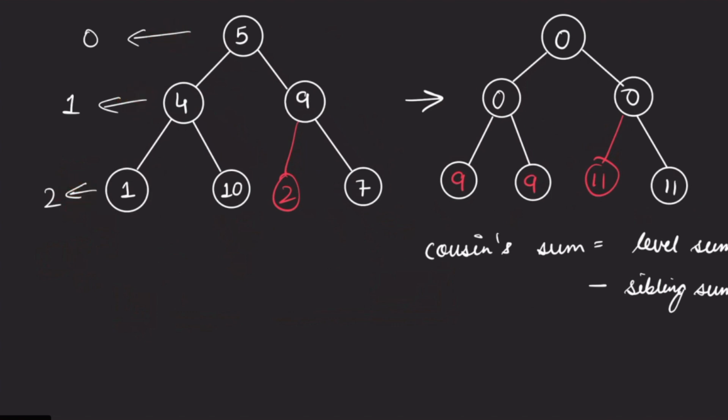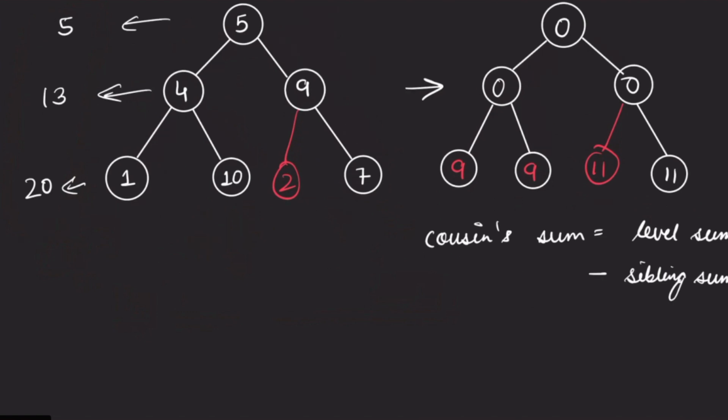So now what we'll do is calculate the level sum for all these levels beforehand, right? For the first level, it will be 5. For the second level, it will be 4 plus 9, that is 13. And for the third level, it will be 20, right? So we will keep this information beforehand by doing a level order traversal of the tree. Now we will have to do another level order traversal of our binary tree to update the node values.